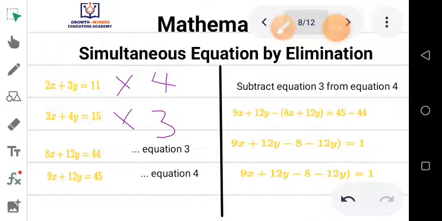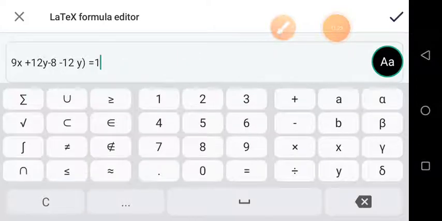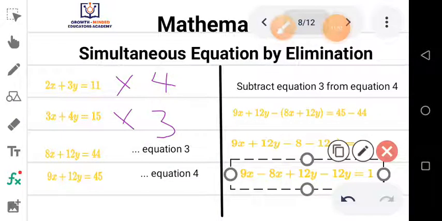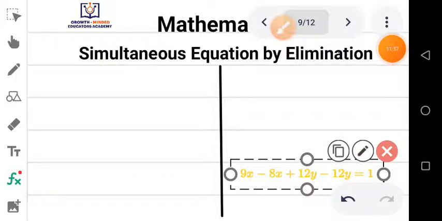Then if you collect the like terms, you're going to have 9x minus 8x plus 12y minus 12y equals 1. So from there, we simply know what the next one will be. Let's move on to a new page.